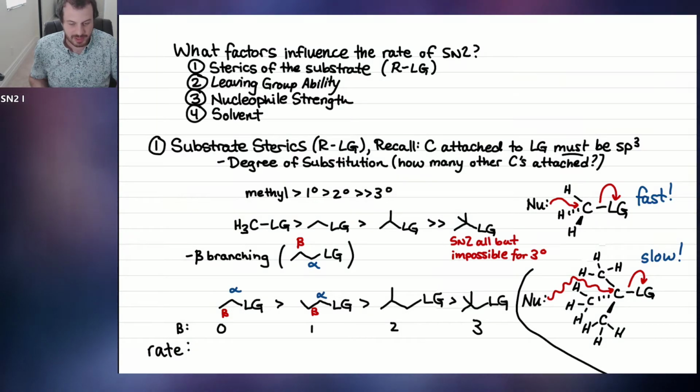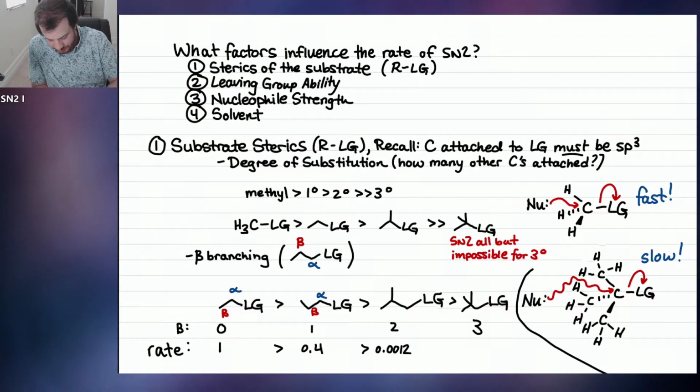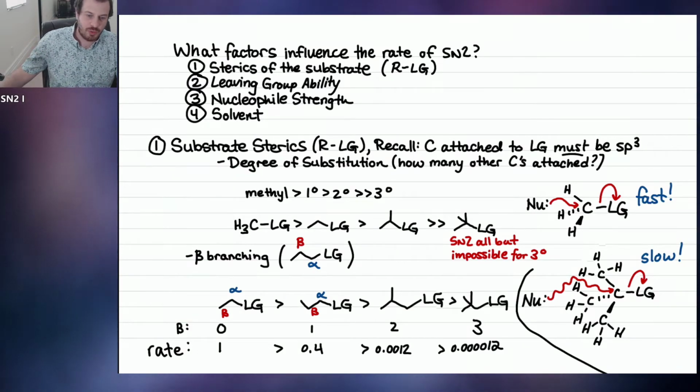And so if we compare the relative rates, if we set the rate of beta branching of 0 equal to 1, the rate is nearly cut in half for adding 1 branch, down to 0.4. These are all just relative rates. If we add a second branch at the beta position, the rate drops dramatically to 0.0012. And a triple beta branch is very punishing. The rate drops down to 0.000012. Now you don't need to remember these numbers. You just need to know that as we increase beta branching, it's going to slow the rate down.